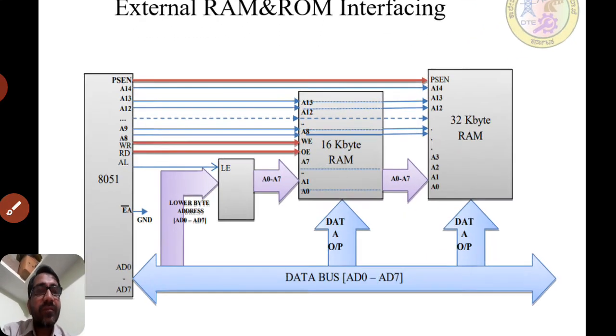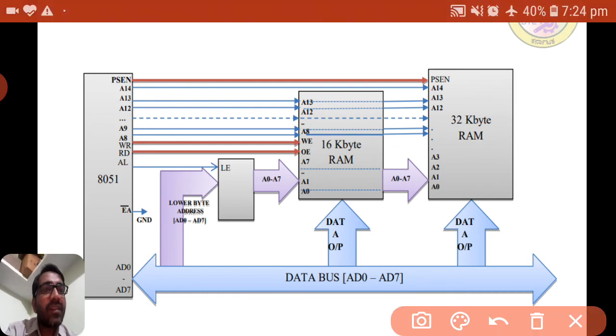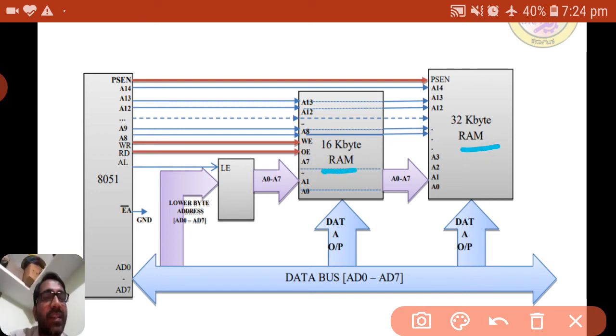Now here is the RAM, and here we can see the sizes. Both RAMs of different sizes are interfaced here. One is 16K, one more is 32K. First let us go to the 16K.